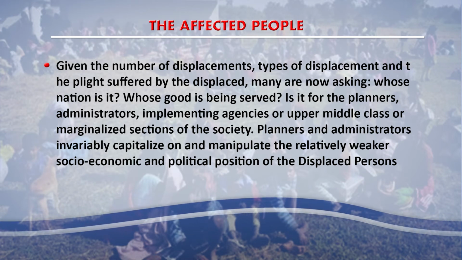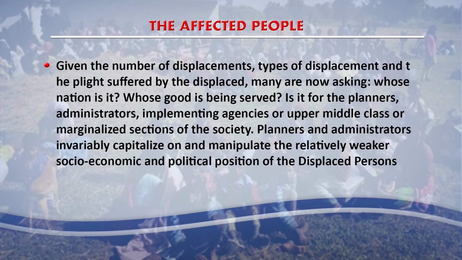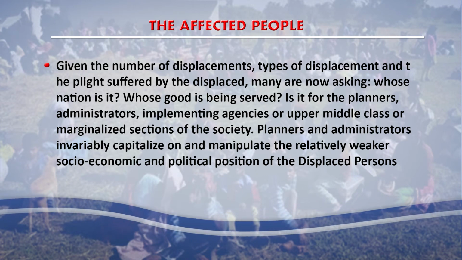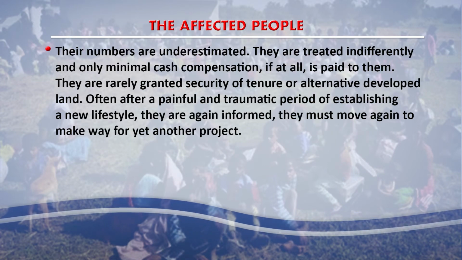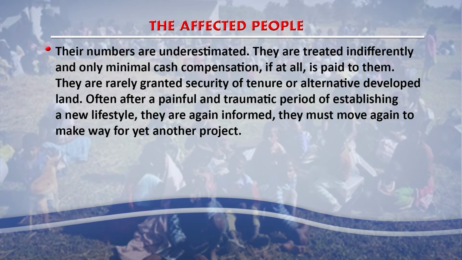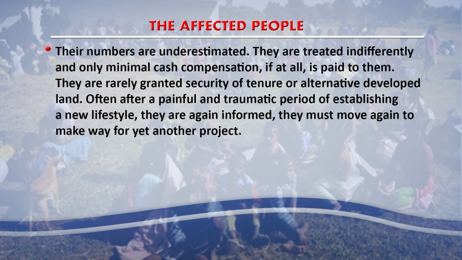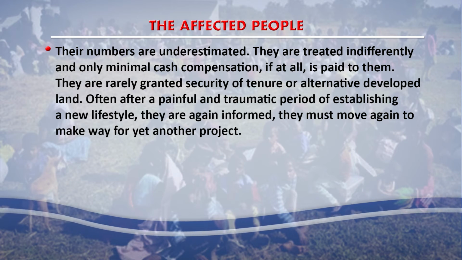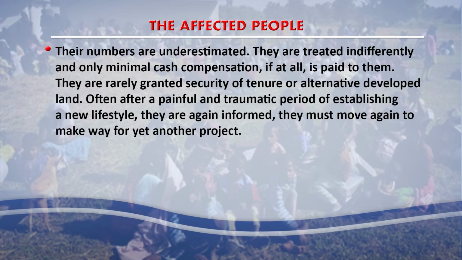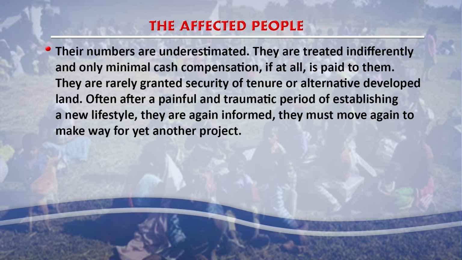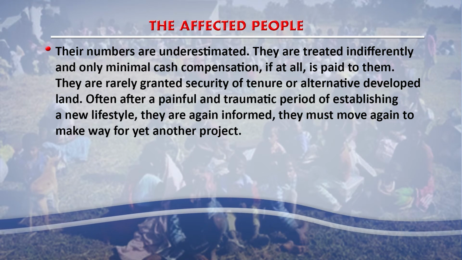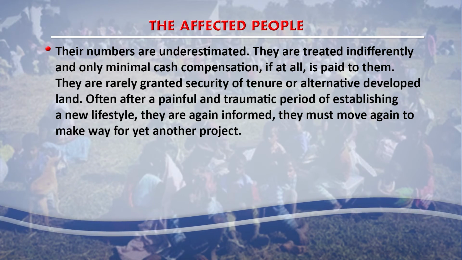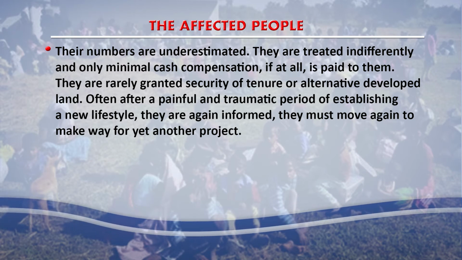Planners and administrators invariably capitalize on and manipulate the relatively weaker socio-economic and political position of the displaced persons. Their numbers definitely are underestimated. They are treated indifferently and only minimal cash compensation, if at all, is paid to them. And like we said before, cash payment as a rehabilitative policy or as a compensation is not adequate because it is not sustainable. So one has to think of a sustainable effort. Now, they are rarely granted security of tenure or alternative developed land. And this is the problem. If you give them land or if you give them another source of income or livelihood, probably that would have been more sustainable.